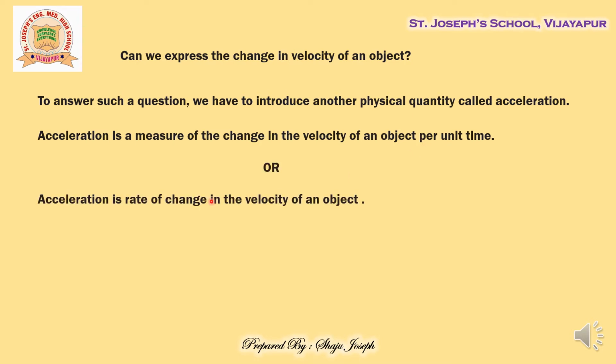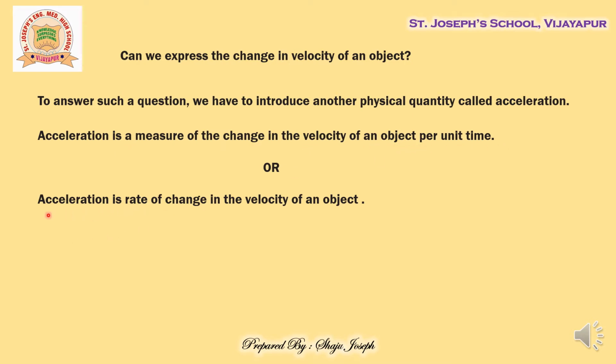That is, acceleration is the rate of change in the velocity of an object. See, in some of the previous videos, we have already discussed the word called rate. Remember that? I told you the word rate is nothing but per unit time. In physics, whenever you see per unit time, we replace it with rate. So, remaining the same, acceleration is a measure of change in velocity of an object per unit time, and this per unit time becomes rate.